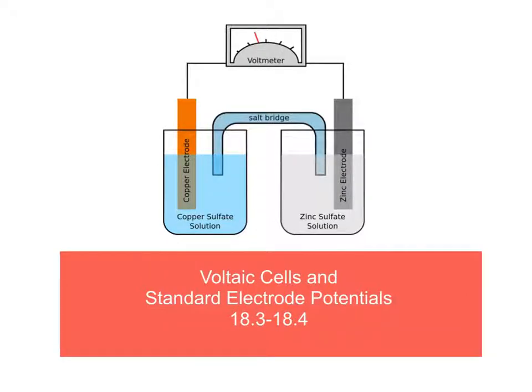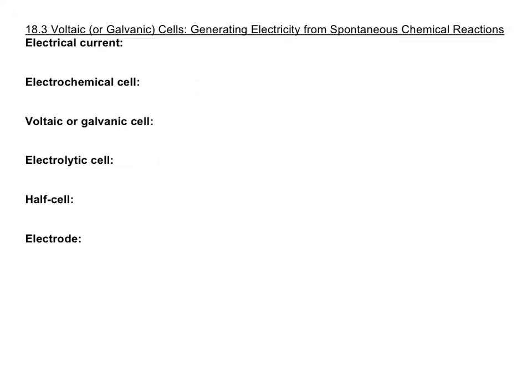Today I'm going to talk to you about voltaic cells and the standard electrode potential, and you can find this information in chapter 18 in your textbook. All right, so first let's just go over some terminology so that it's clear what I'm talking about as we go through these different concepts.